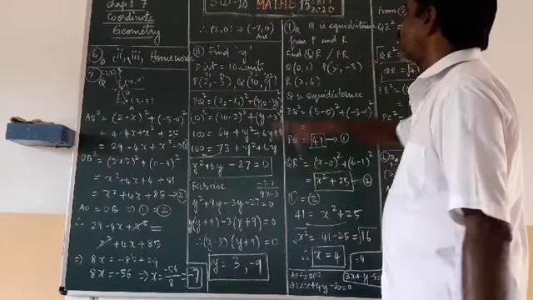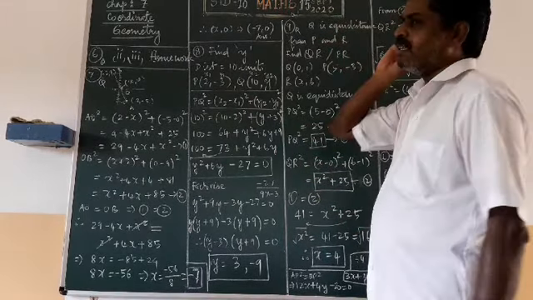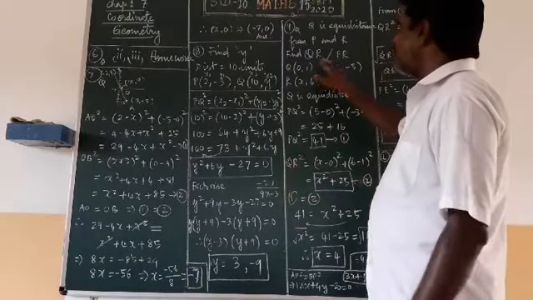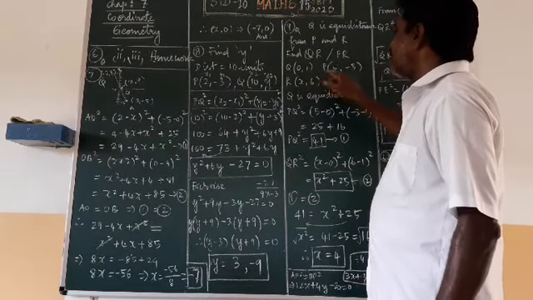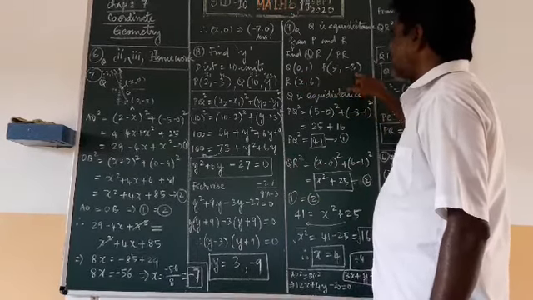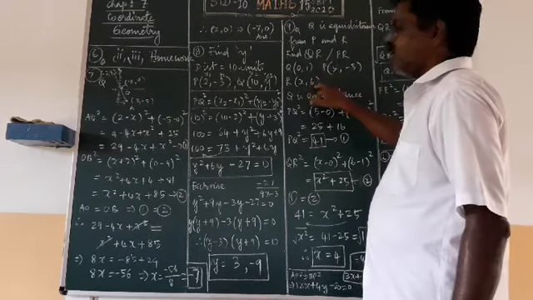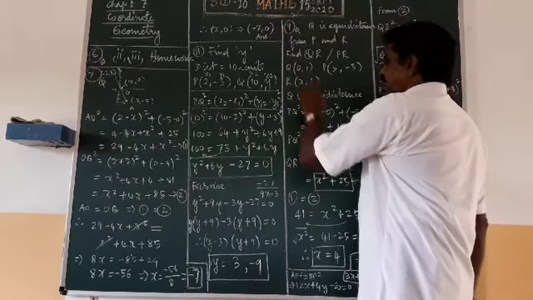9th question also. Q is equidistant from P and R. Q point is given as (0, 1), P point is (5, -3), and R point is (x, 6). First you find the x value.